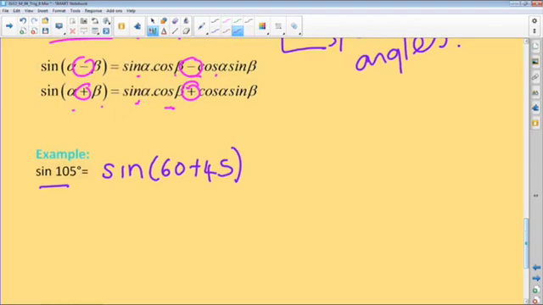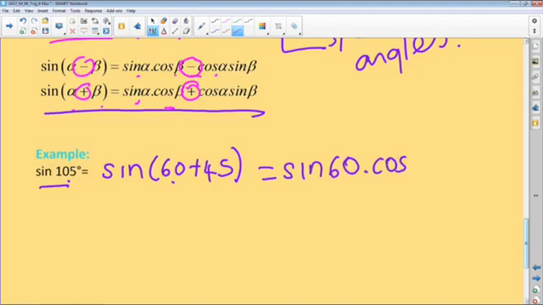So if I rewrite 105 as 60 plus 45, then using the formula, I can rewrite this compound angle into its expanded form as sine 60, because it's sine of the first angle, times cos of the second angle, plus, we keep the sign, cos of the first angle, so cos of 60, times sine of the second angle, so sine of 45.